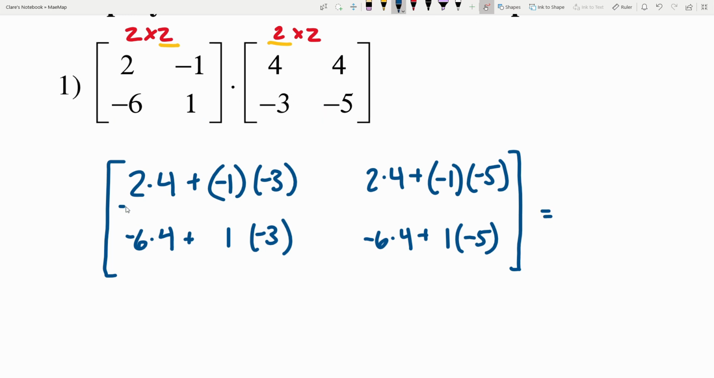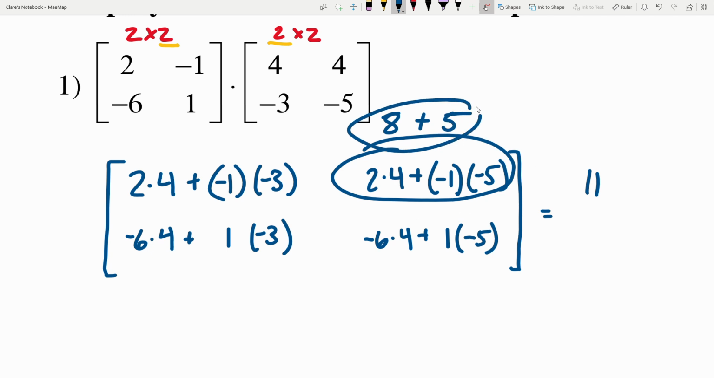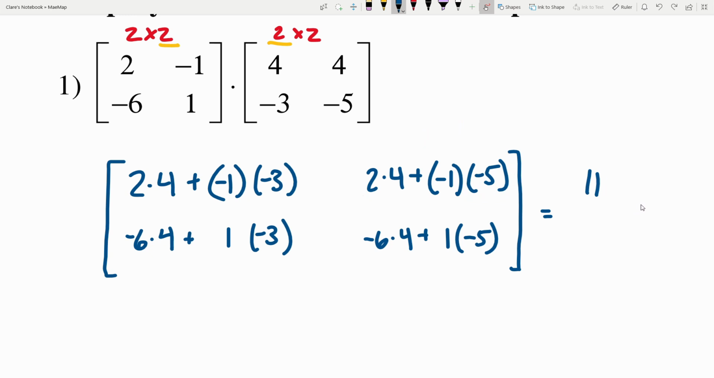Looking at my entry in row 1, column 1, I have 2 times 4, which is 8, plus -1 times -3, so 8 plus a +3 will give me 11. Now, looking at the second column, but still that first row, 2 times 4 gives me 8, and I'll add that to -1 times -5, which is a +5. 8 plus 5, that's going to be 13.